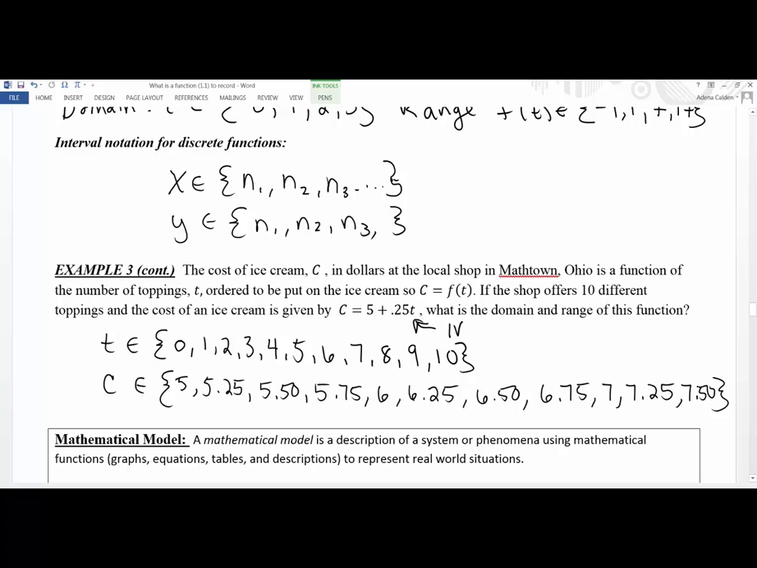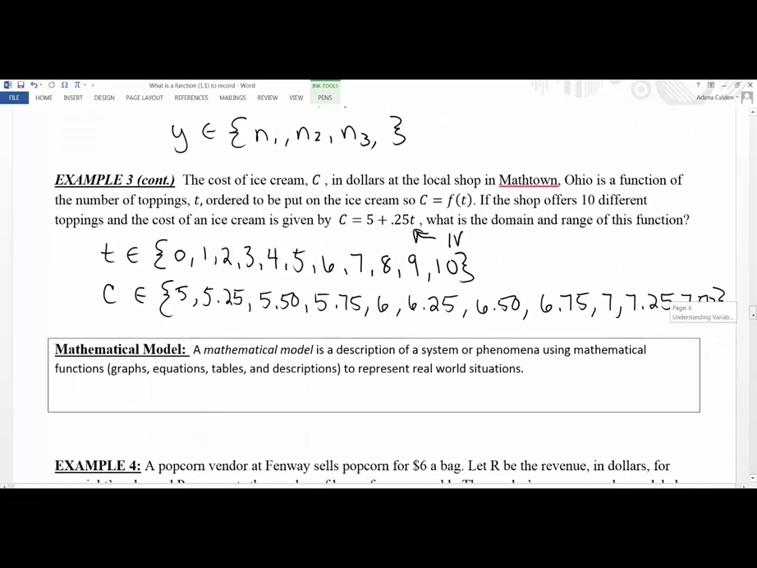So the next thing we need to talk about is something called a mathematical model, something we've already started doing, but we haven't explicitly talked about what it is. A mathematical model is a description of a system or phenomena using mathematical functions, graphs, equations, tables, and descriptions to represent a real-world situation. That's something we were doing with our ice cream shop. We were representing something that could happen in the real world mathematically.